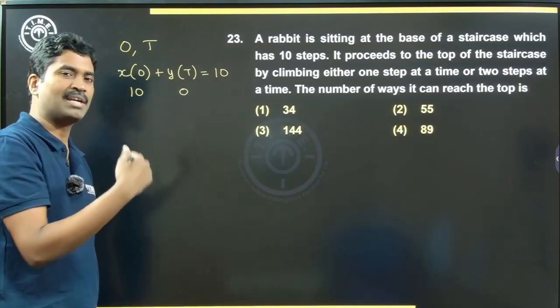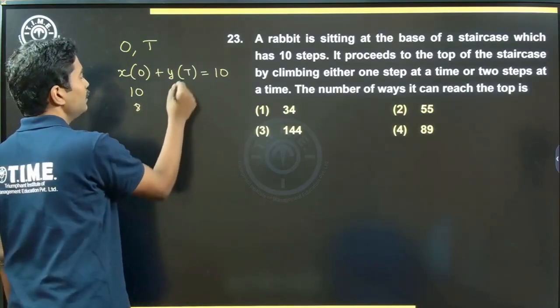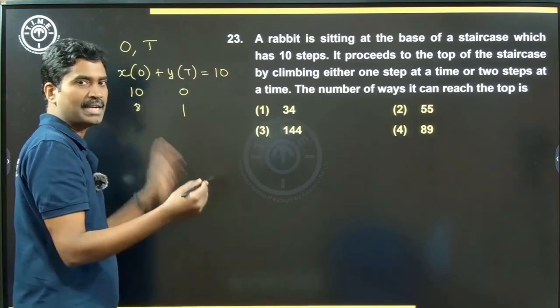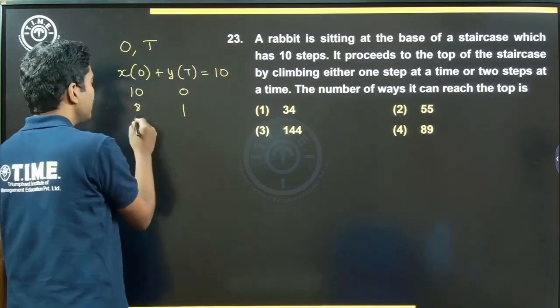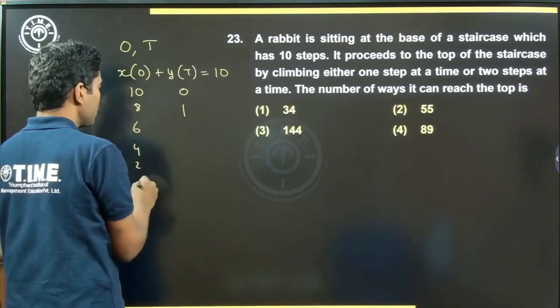There's only 1 step. You can't take half of 2 steps, right? So this can't be 9. This can be 8 single steps and 1 double step, or 8 single steps and 2 double steps. 2 plus 8, 10, right? So now this is easy: 10, 8, 6, 4, 2, 0.